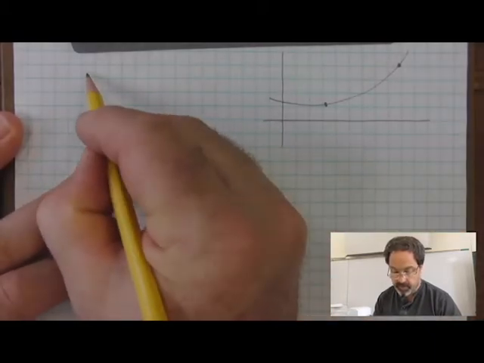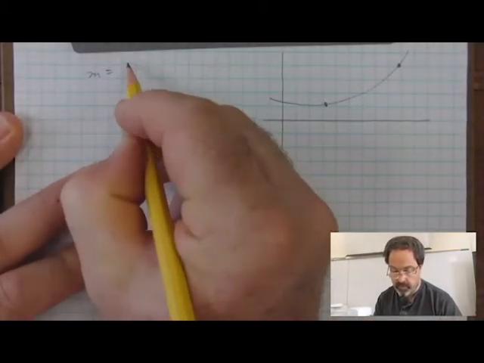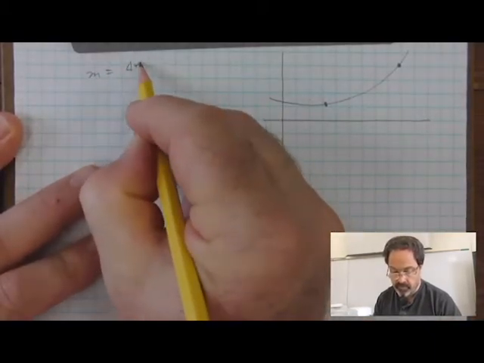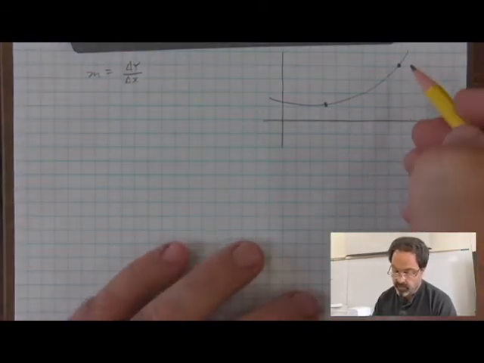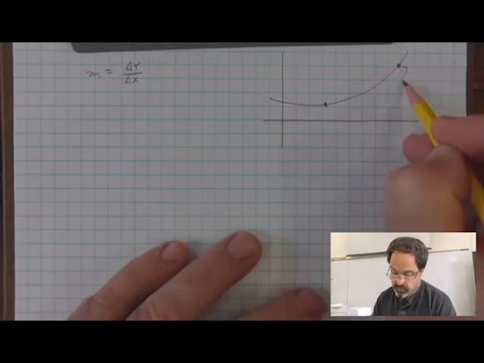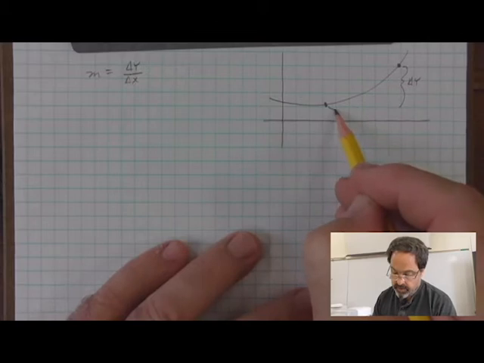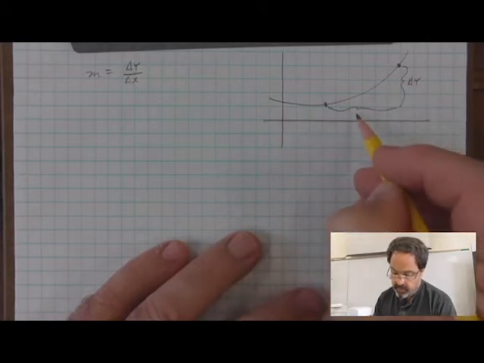And that slope calculation came from algebra. We thought of it as a rise over a run, or delta y over delta x, where delta y was the change in y coordinates, the rise, and the run was the change in x coordinates, delta x.